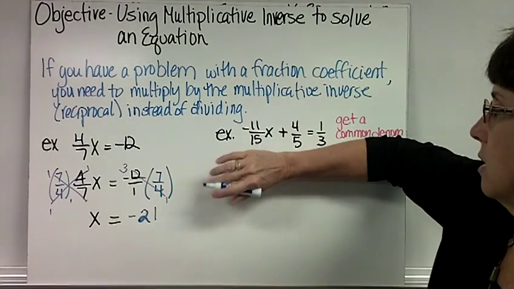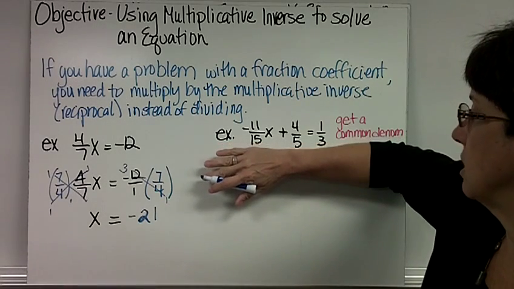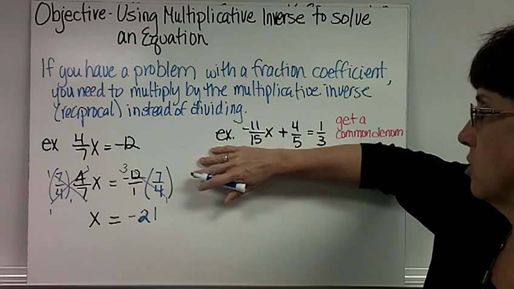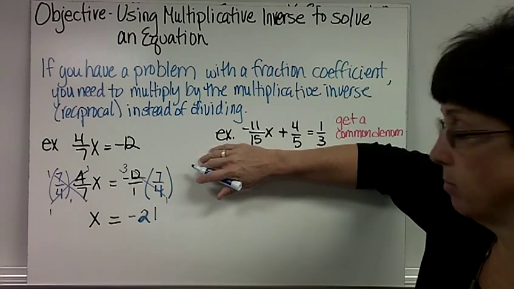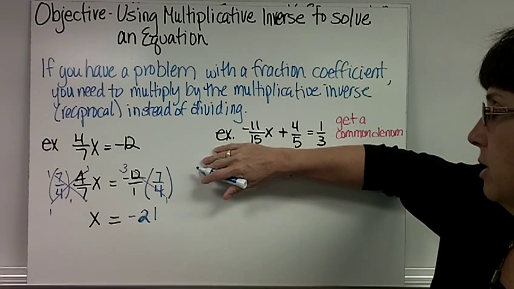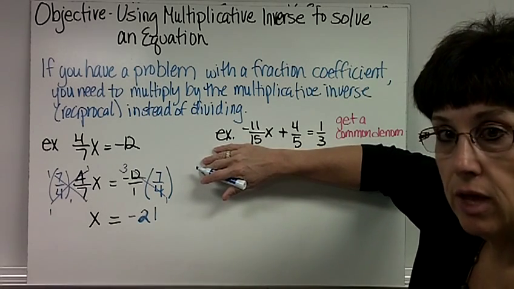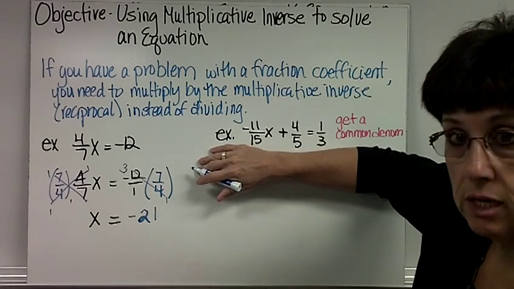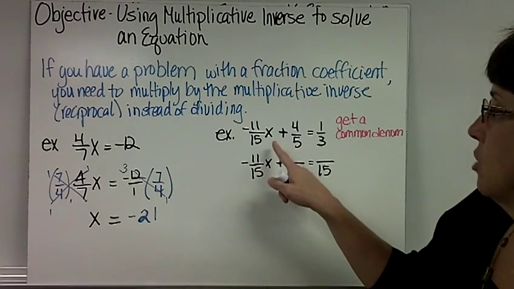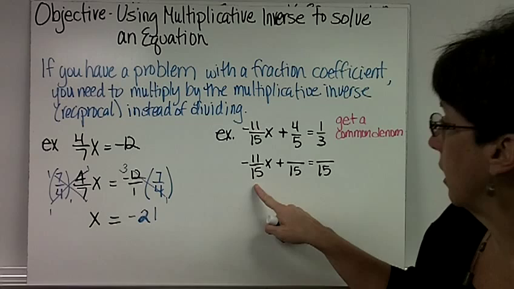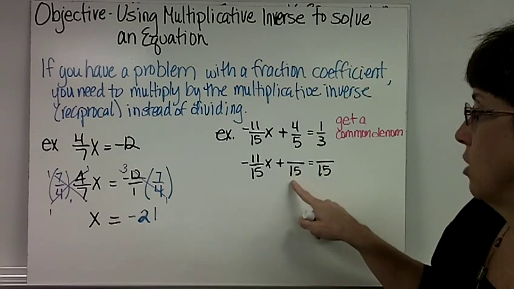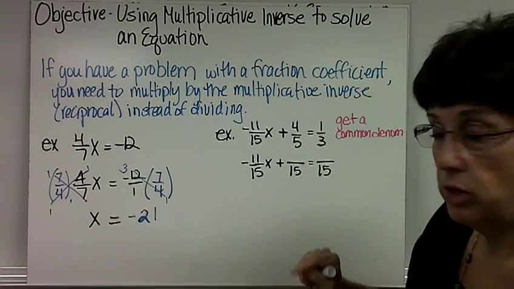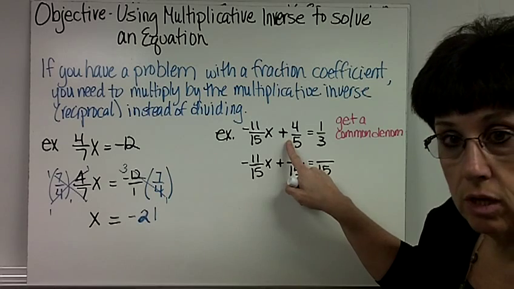So my problem is negative 11/15 x plus 4/5 equals 1/3. Well, when I have a problem with fractions, one way to solve it is to use a common denominator. So I'm going to get a common denominator. And I notice that 5 and 3 both go into 15. So I'm going to use 15 as my lowest common denominator. So I'm just going to copy down this term again and write plus blank over 15 equals blank over 15. Then I go back and decide what my numerator is going to be based on what did I do to the denominator to change it.